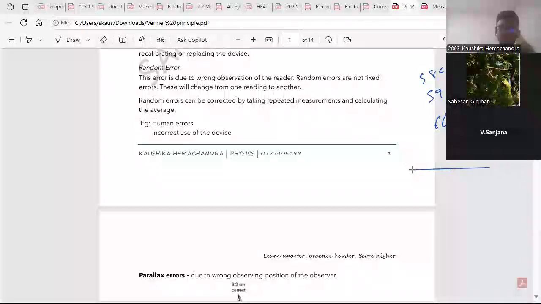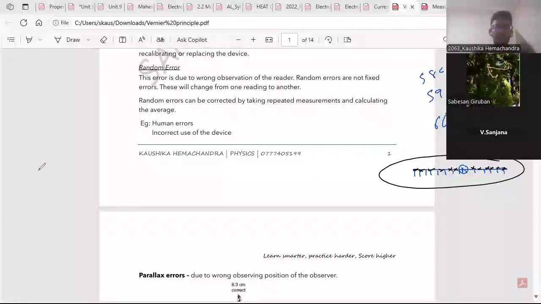So when you take a reading, let's say this is the correct reading on the scale. Random error means that the readings taken by observers at different times will be spread around this reading like this. They are spread around it, and they are not spread towards one portion either. They are spread around it symmetrically. So how do we get the middle value? We have to take the average of all the readings we get.